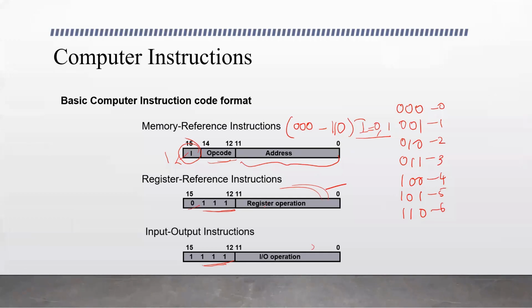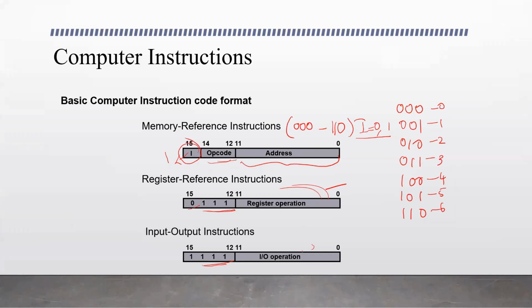And the second type of instruction uses the least significant 12 bits for specifying the register operation. And the opcode is 111 always. Okay, in all the cases, the opcode is 111. And the most significant bit, the 15th bit, is 0. Okay, that identifies register reference instructions.